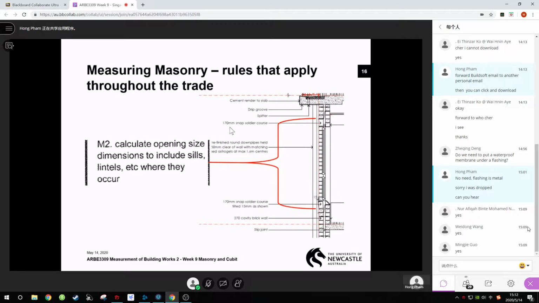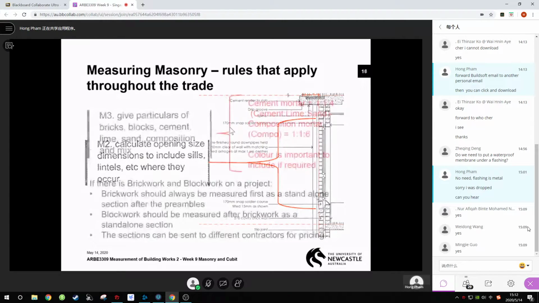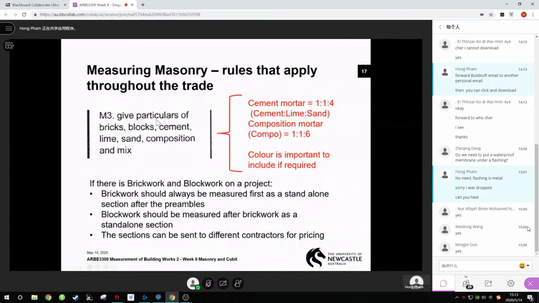Rule number 17: give particular bricks, blocks, etc., sand, lime, and composition and mix. That makes sense, doesn't it? You've got to say what sort of bricks they are: face, or common. You'll start off your measure with the first item in masonry, which is common brickwork. When you've measured all the common brickwork, then you measure face brickwork. So that's just the order in which we measure it.